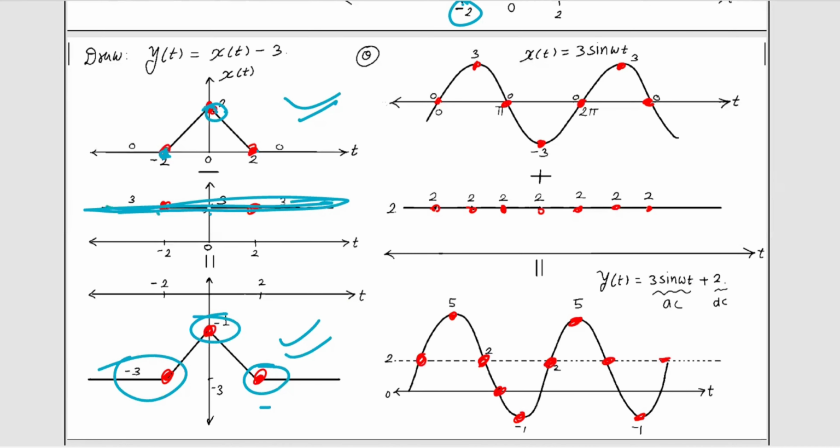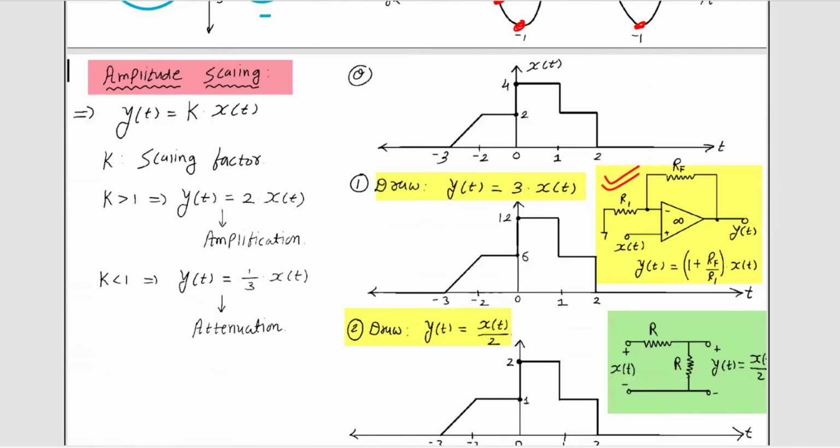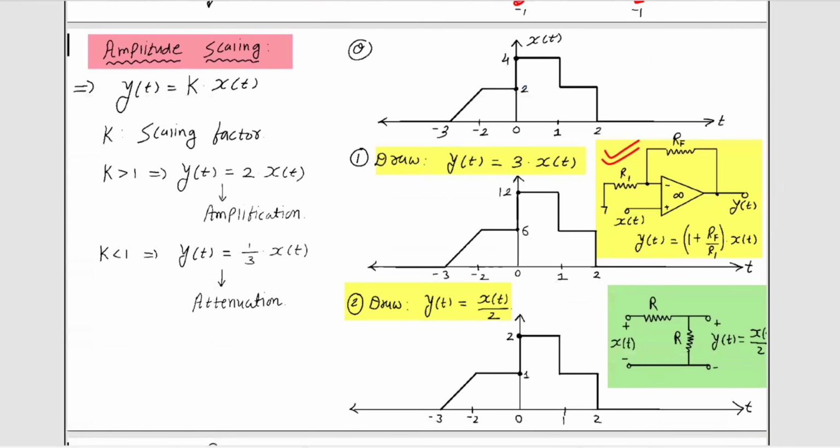Similarly, you can have another example of sinusoidal wave, and this value is 3 sin(omega t) plus 2. Okay, so this whole sinusoidal signal would be shifted upwards. Okay, so this is another example. Similarly, you can say amplitude scaling. What is amplitude scaling? How would you discuss amplitude scaling? Okay, so y = k x(t). So x(t) is the signal, k is the scaling factor.